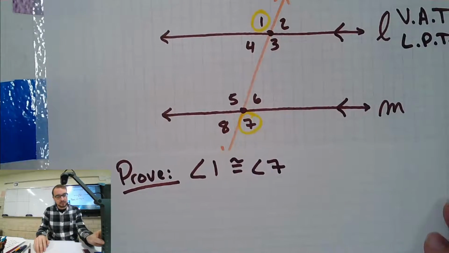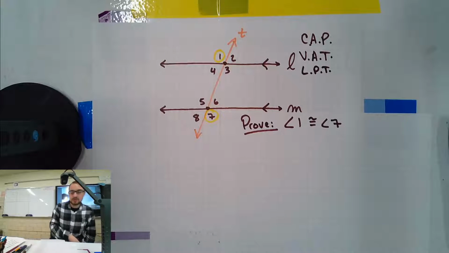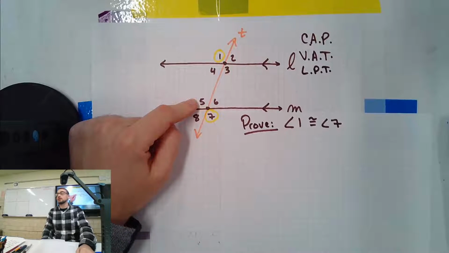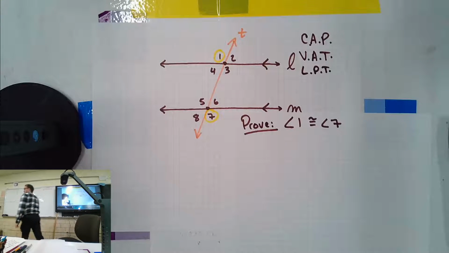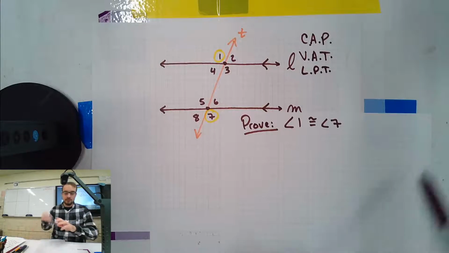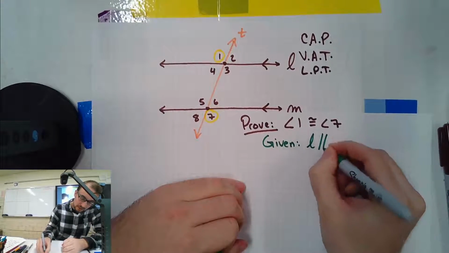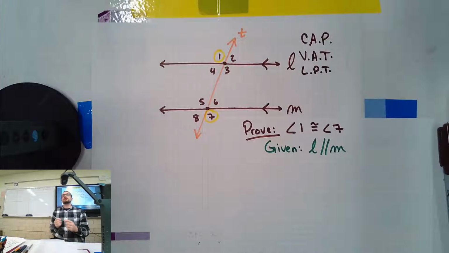Okay? So, we're going to prove 1 and 7 are congruent. So, the proof is basically what I just walked you through, right? 1 and 5 are corresponding angles. So, by corresponding angles postulate, they are congruent. 5 and 7 are vertical. So, they're congruent. Then we do substitution. We write 1 and 7. So, I'm going to write something about angle 1 first, after I write the givens, of course. We are given that line L is parallel to line M. That's important, because otherwise none of this would be true.